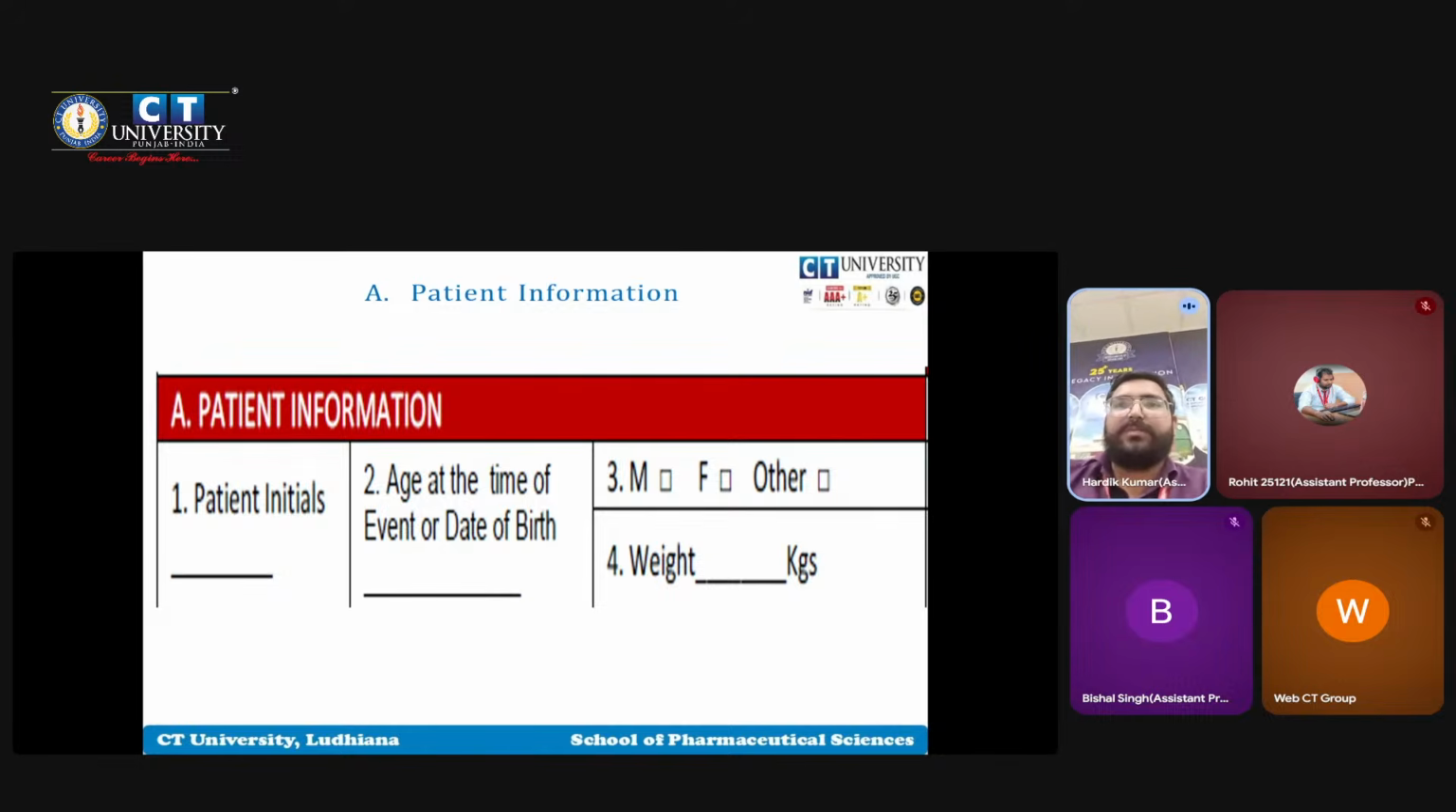Yes, the A column consists of the patient initials. We have to write the initials. For example, my name is Hardik Kumar, I will write HK. That only will be the initials to be used for reporting the ADR. Second is the age at the time of the event or date of birth. Date of birth is not mandatory. If you know, you can write the date of birth, but age is mandatory at the time of the event. Then whether the person is male or female. Then there is the weight of the body. Next slide, please.